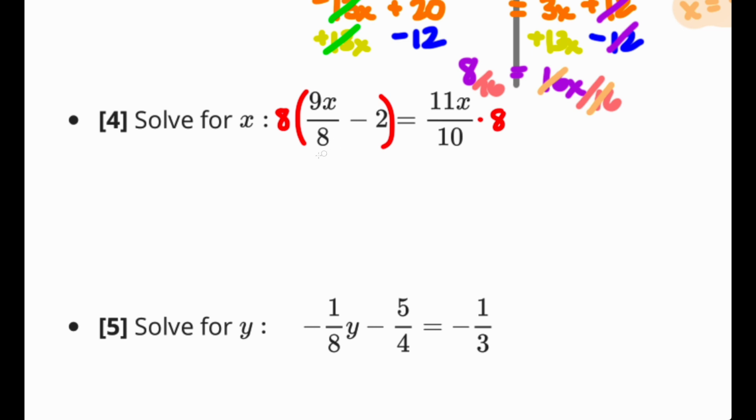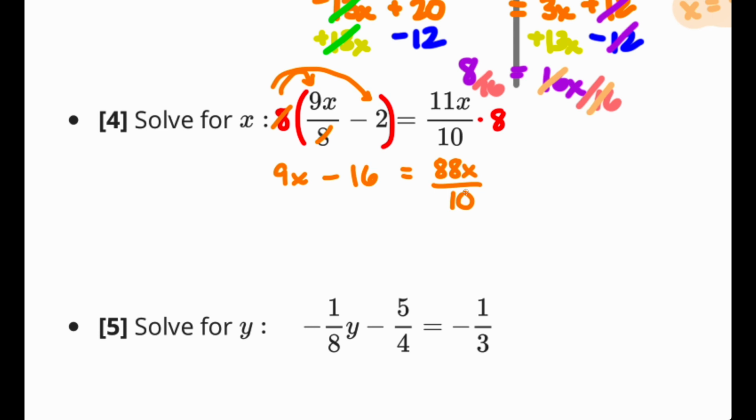So when I do that, I'm going to end up with 9x. So if I distribute this 8 here, that 8 is going to cancel with it. And then I'm going to distribute it to the 2 over here as well to get 16, or negative 16, I should say. And then over here, I'm going to have 88x over 10.